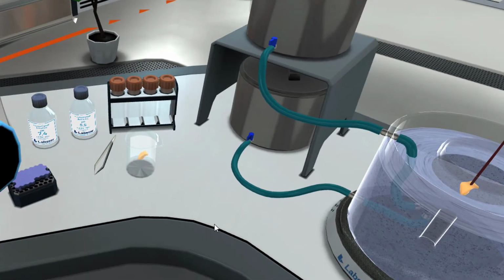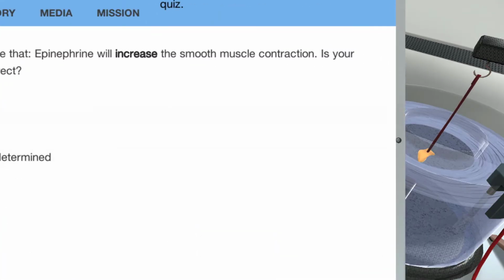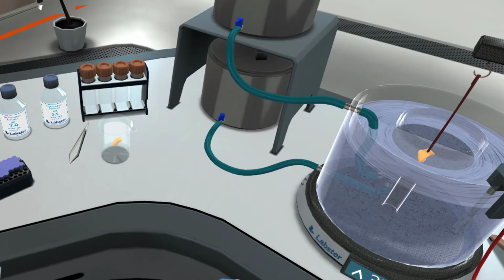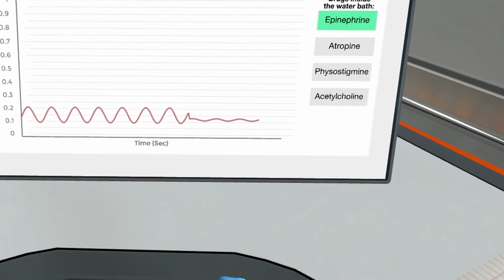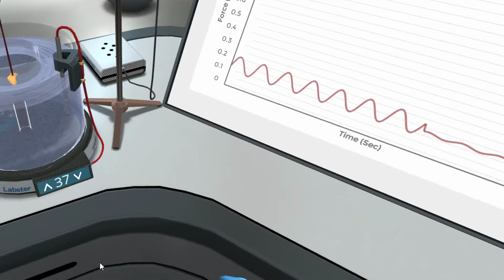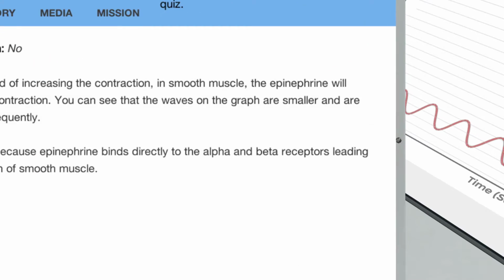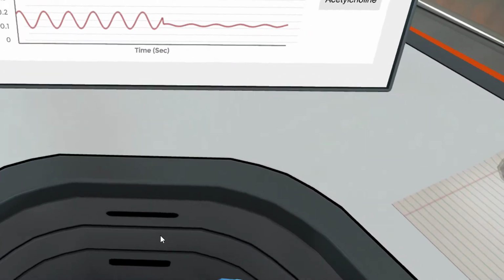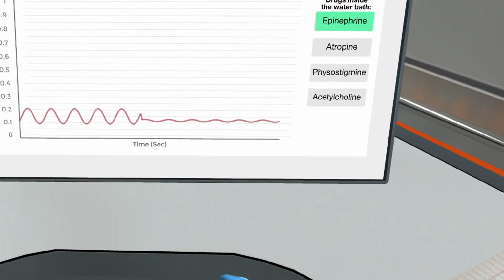Check out the graph. You hypothesize that epinephrine will increase the smooth muscle contraction. Is your hypothesis correct? That's it. Instead of increasing the contraction, in smooth muscle, the epinephrine will decrease the contraction.